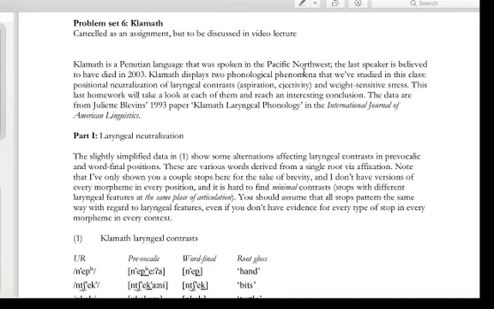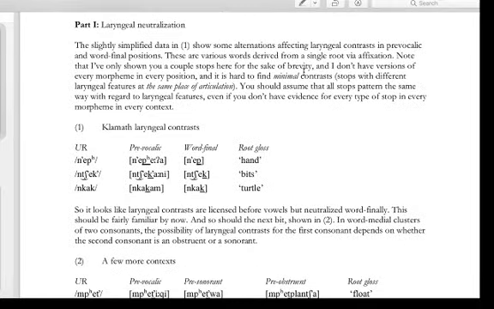So this last homework is going to take a look at each of these phenomena and reach an interesting conclusion. This is all based on a paper from Juliette Blevins in the 1990s on Klamath laryngeal phonology. So let's first look at the laryngeal contrasts and their neutralization. And this part should be completely review, right? These are patterns that we've seen repeatedly in 411 and this semester as well.